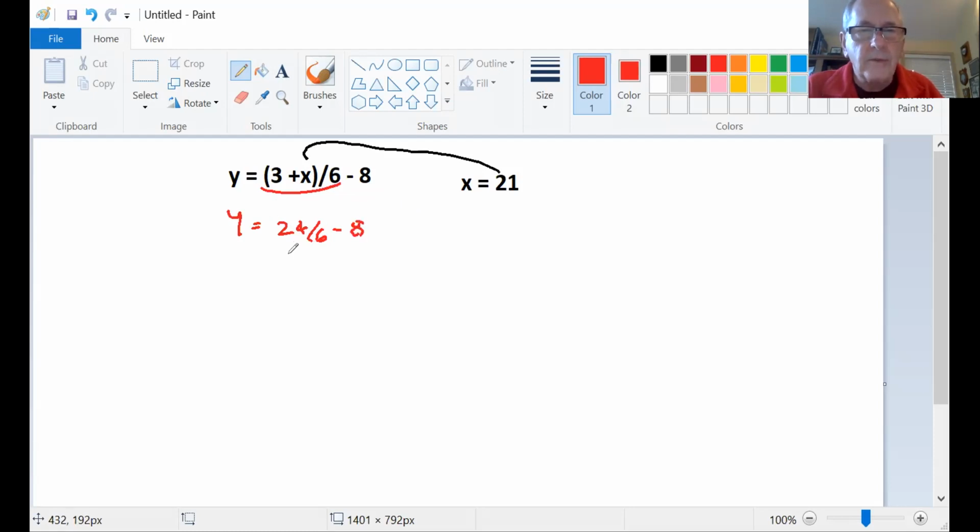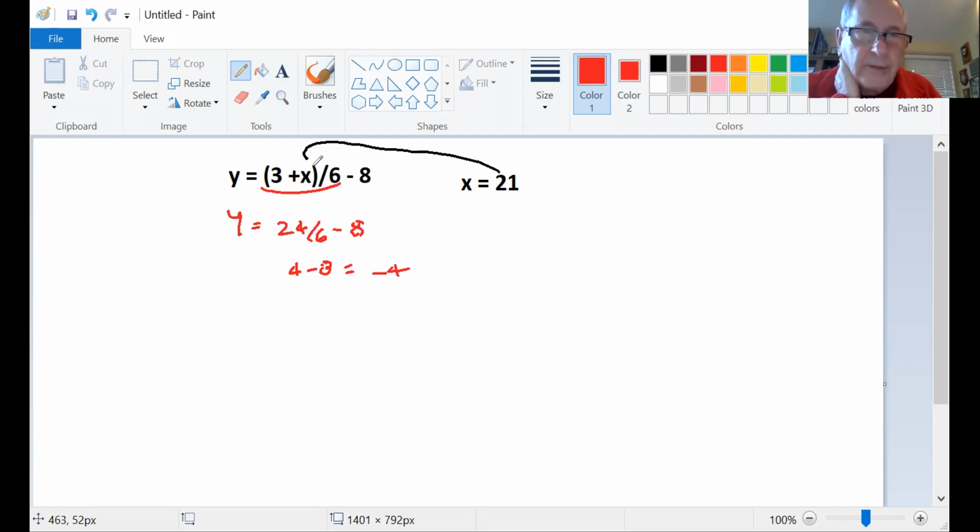And then 24 divided by 6 is 4, right? Now we just do the subtraction, right? So it ends up being minus 4, right? But people got messed up there. Don't get messed up. You just remember the order of operations. That's really important.